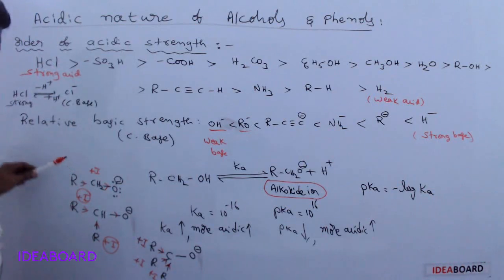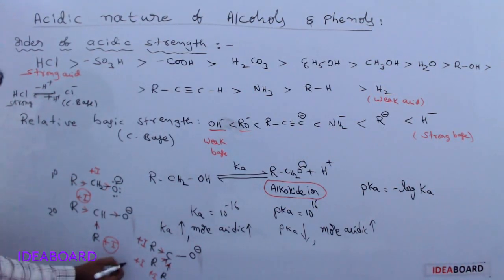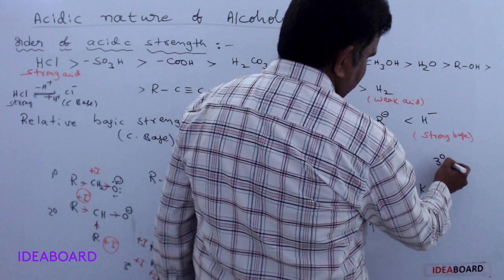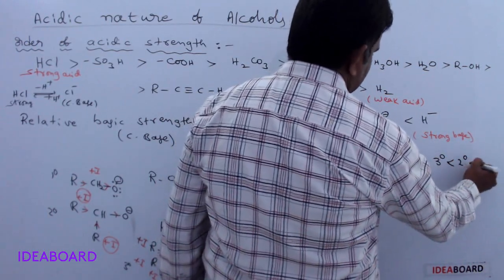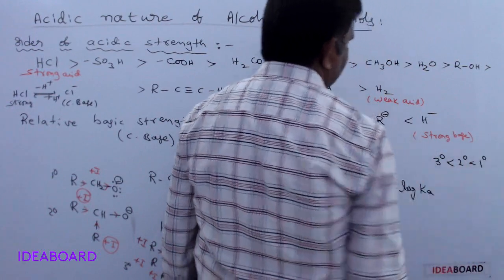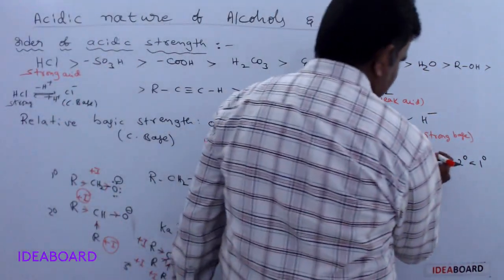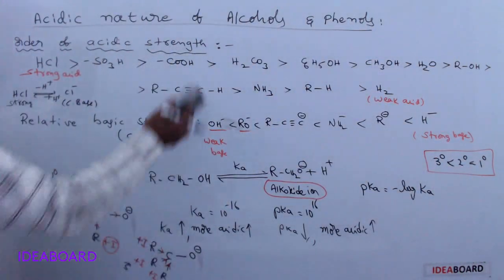So whenever we take primary alcohol, secondary alcohol, and tertiary alcohol, simply remember tertiary alcohols are always less acidic than secondary alcohols, which are less acidic than primary alcohols. Why? Because tertiary alcohols have more plus I groups. I will give here.